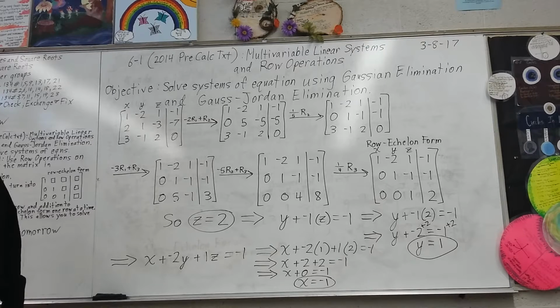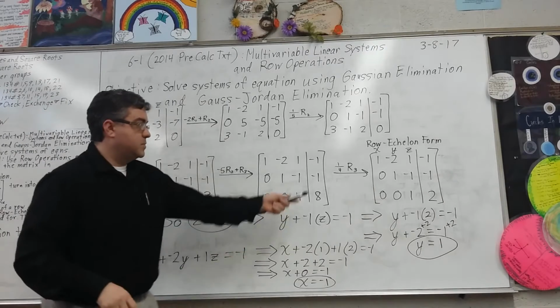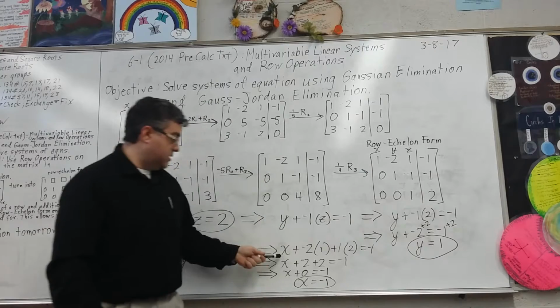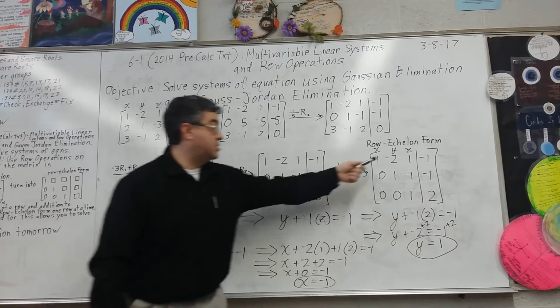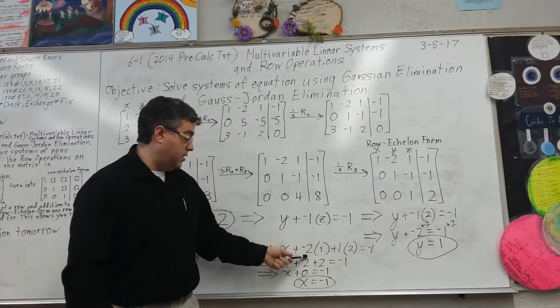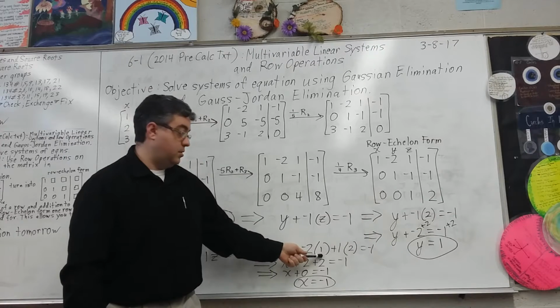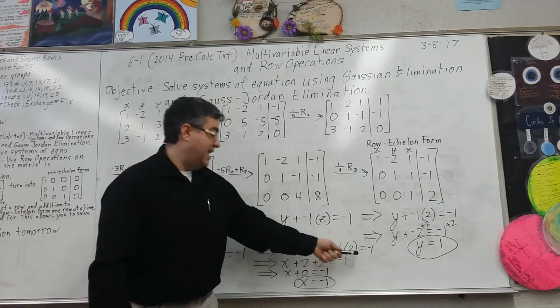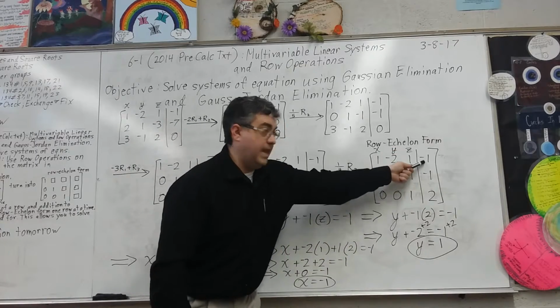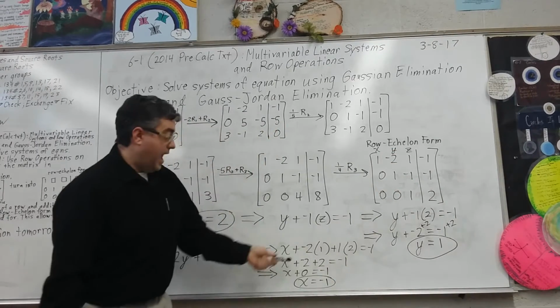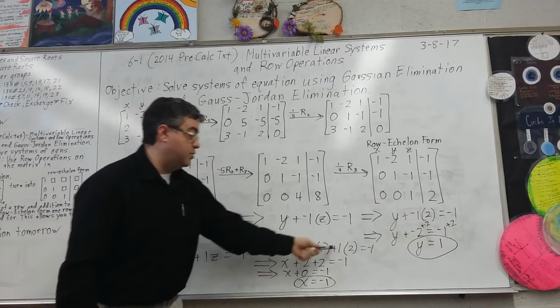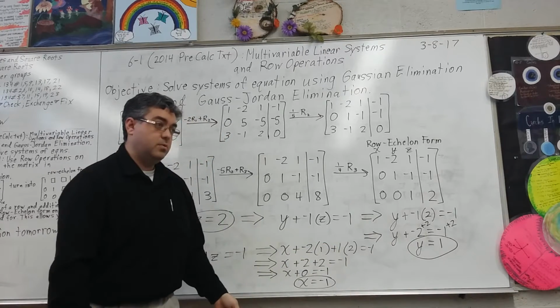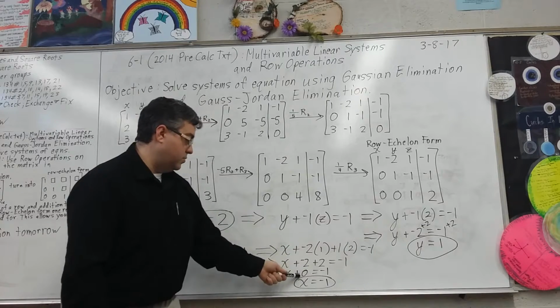How is what negative 1? X. Okay, so I did 1 times x is x, plus negative 2 times y, and y is 1, plus 1 times z, z is 2, equals negative 1. And then negative 2 times 1 is negative 2. 1 times 2 is 2. Negative 2 plus 2 is 0.